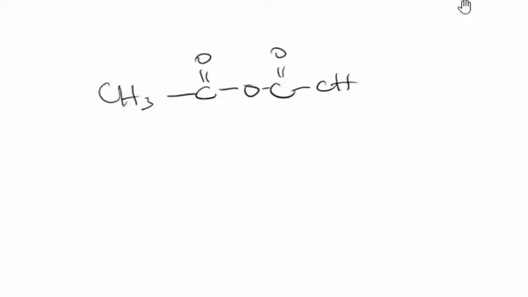So let's say I have CH3 and then I have COO and then I have COO and then I have CH3. So what's this structure? As simple as it can be, this is ethanoic anhydride.